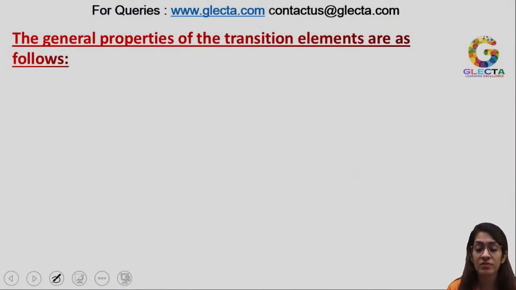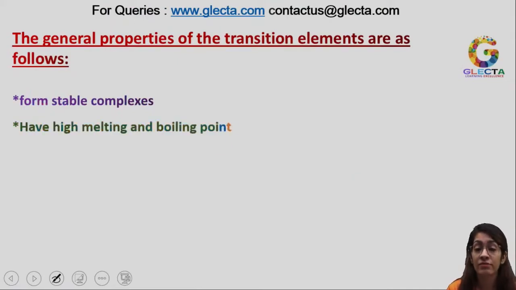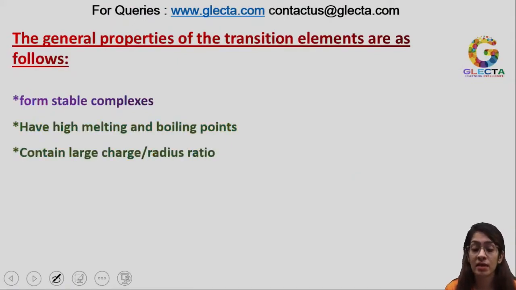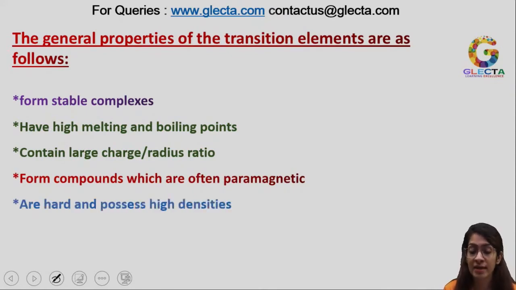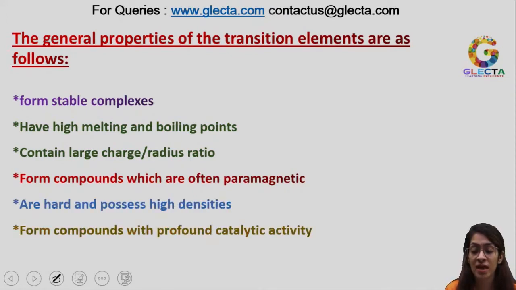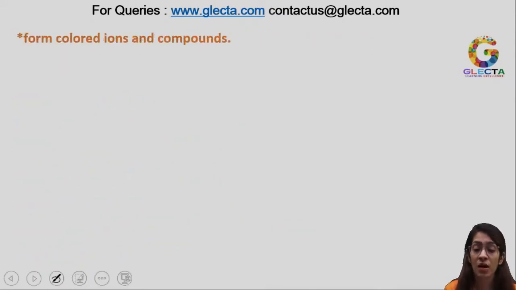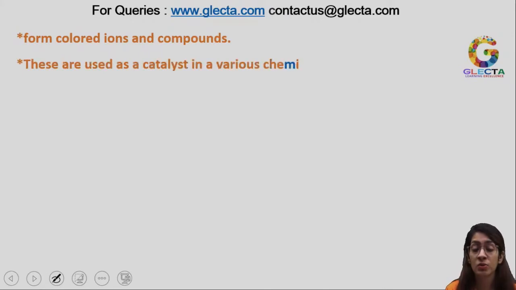Now there are certain properties of the transition elements which are as follows. First, they form stable complexes, then they have very high melting and boiling points, they contain a large charge to radius ratio, form compounds which are often paramagnetic, are hard and possess high densities, and form compounds with profound catalytic activity, that is, they are very efficient catalysts due to their high charge to radius ratio. And they show variable oxidation states as well. They form colored ions and compounds, and they are used as catalysts in various chemical reactions.